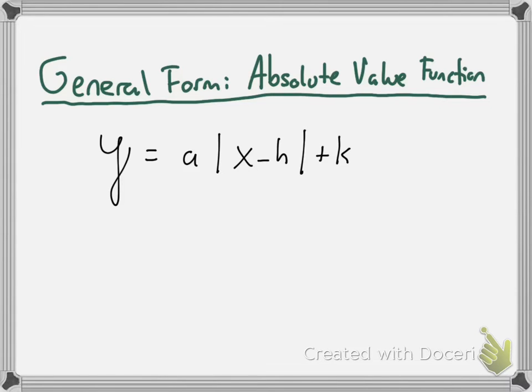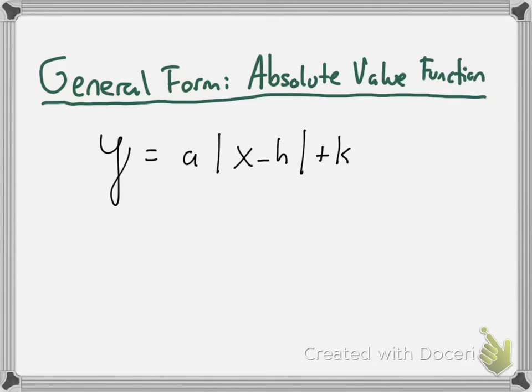So tying this all together, let's talk about the general form of an absolute value function. Well, the parent function is y equals the absolute value of x. What we're going to focus on is just the general form. That'll tie in any horizontal or vertical shift, and if this is a stretched or compressed graph. The absolute value general form is y equals a times the absolute value of x minus h, plus k.